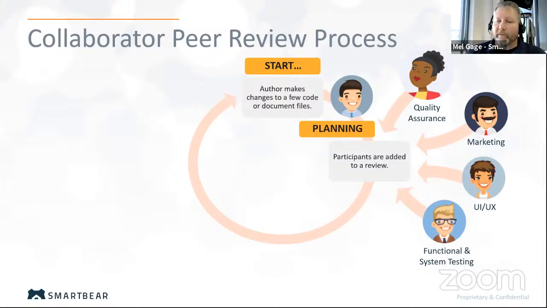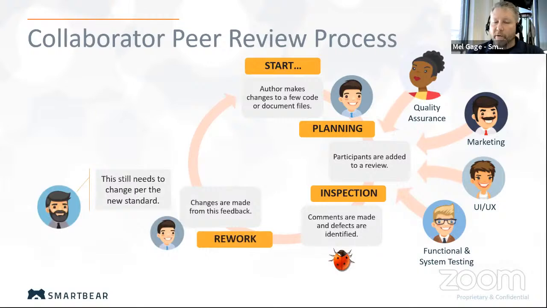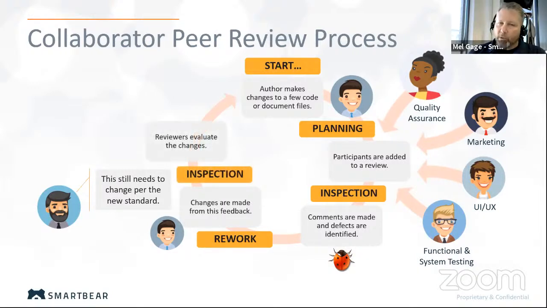Once those participants are added, the review is moved to the inspection phase. All those participants will get notified via email that they have review activities available to them. They can log in right out of those emails. They can make comments and mark up defects on the attached artifacts. Then they send that back to rework for the author to make changes based on that feedback. Once the author does so and attaches new materials through any of the various methods, he sends it back to inspection for the reviewers to evaluate those changes.